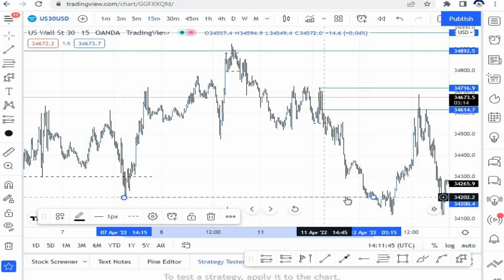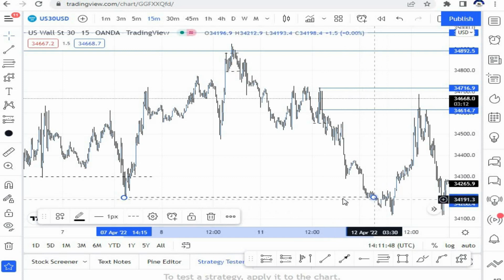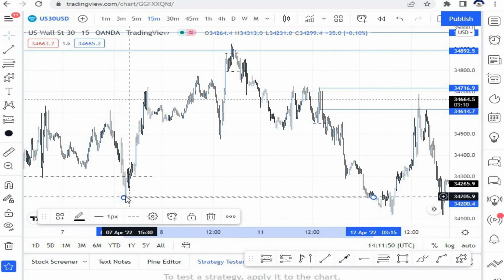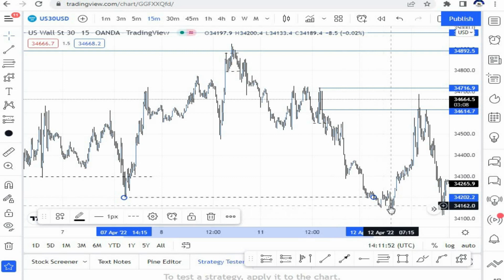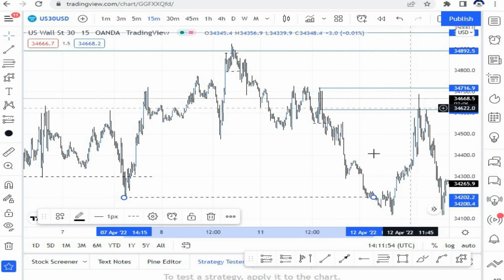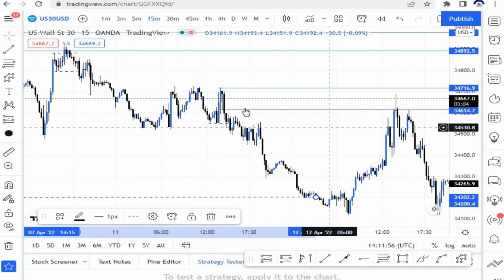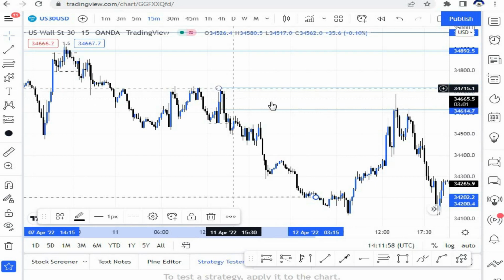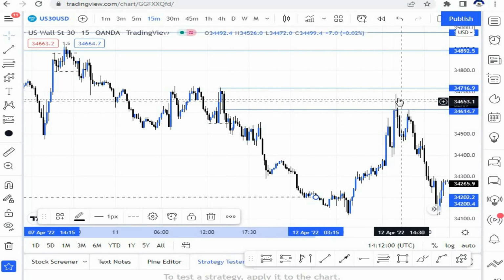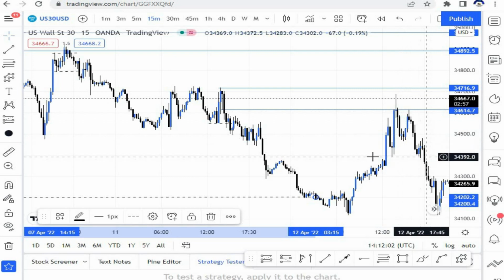So you see the price came back and took out this previous swing low, creating a new lower low right there. The price also came back again to the base area, and then they picked the orders and shifted the market going down.